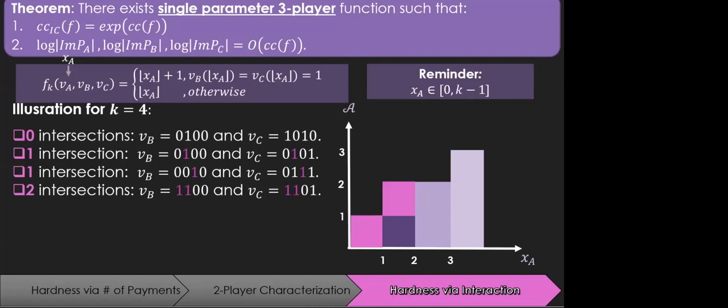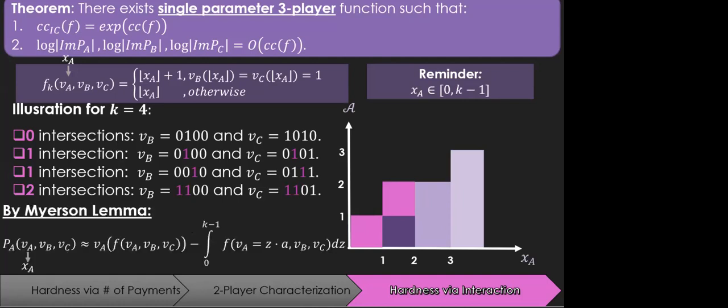Now that we understand the behavior of the function, let's discuss the payment. According to Myerson's lemma, the payment of Alice is equal to the value of the chosen alternative minus the area under the curve of this allocation graph between 0 and our private value xa. Therefore, the payment function of Alice is tightly related to the number of jumps, which is actually the number of intersections.